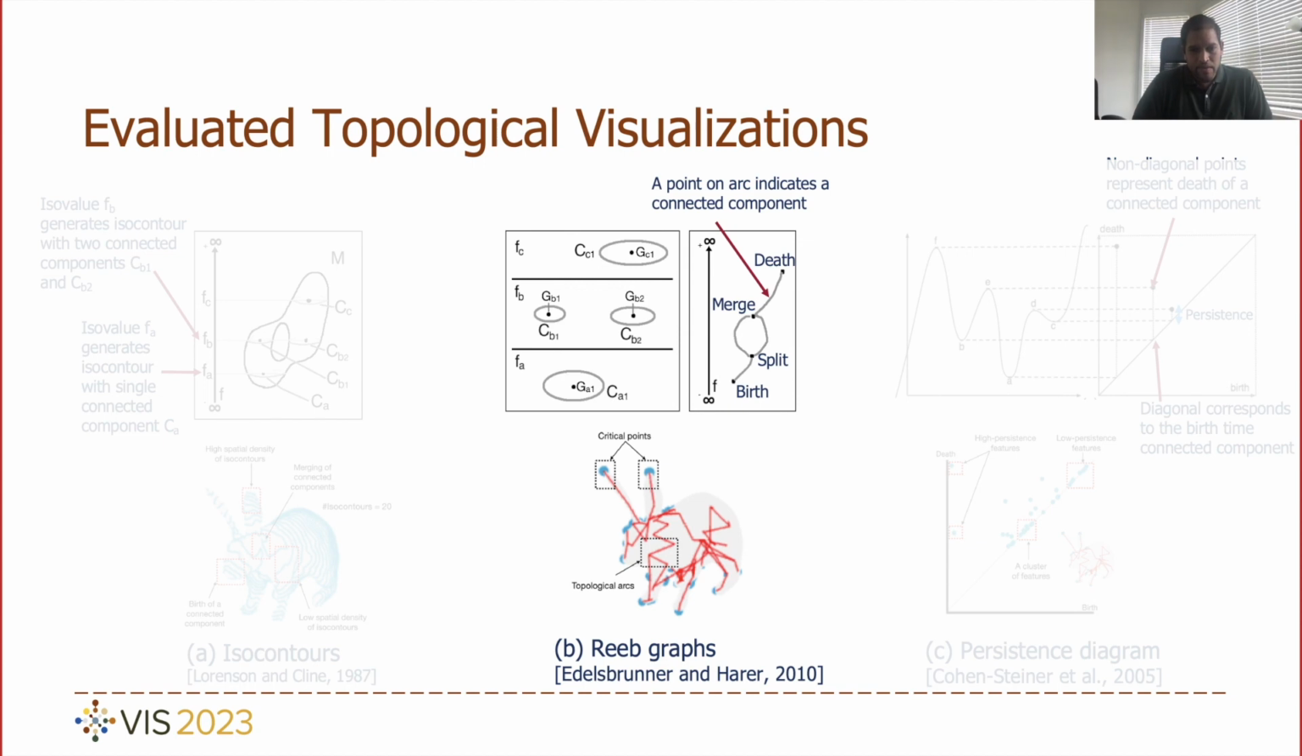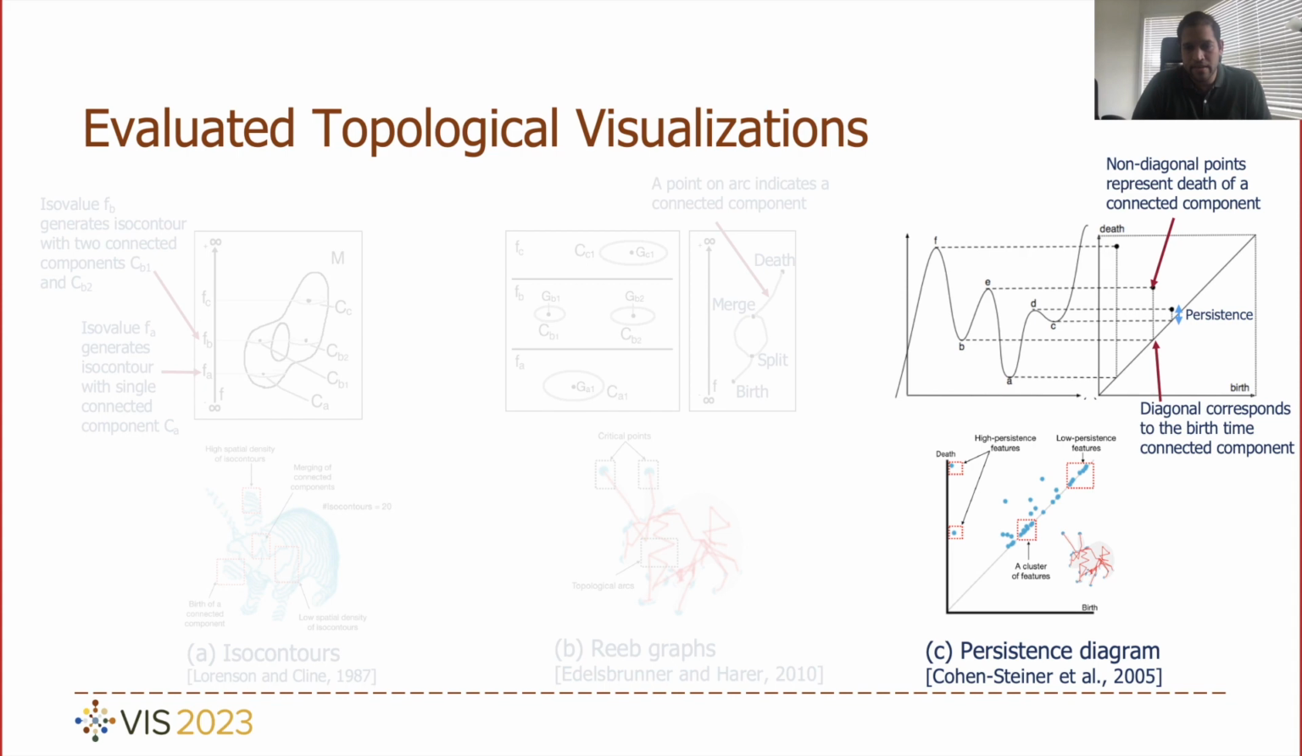Now, Reeb graphs visualize the topological skeleton of a scalar field, which is depicted with topological arcs and critical points. Specifically, it depicts the evolution of isocontours as we increase the function value, which includes various events such as appearance, splitting, merging, and disappearance of isocontours.